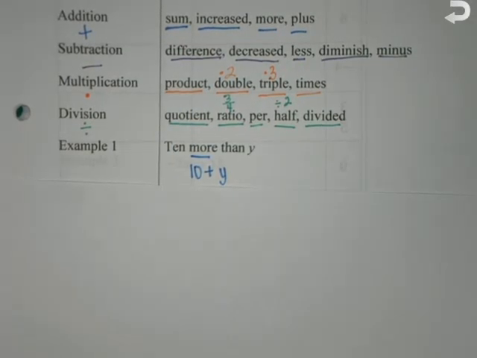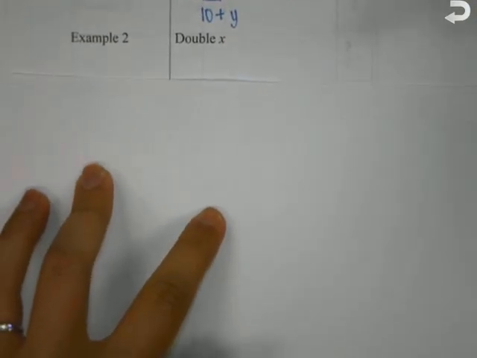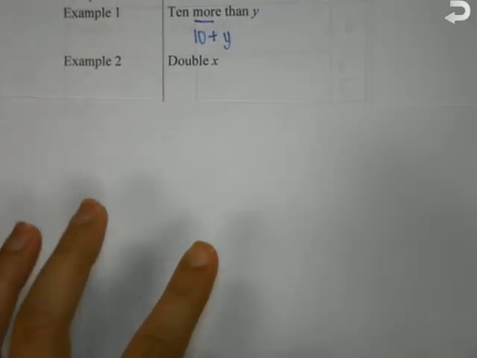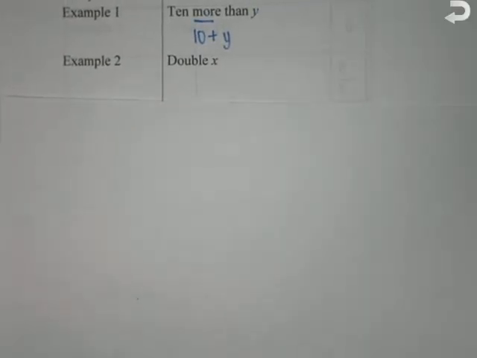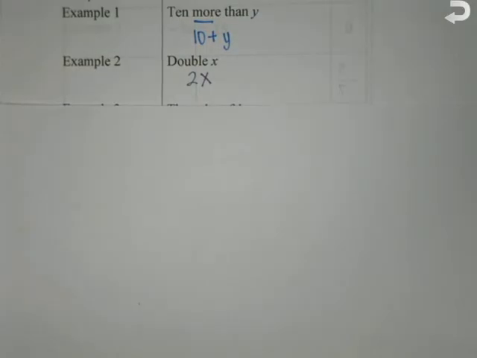Example 2, double x. Looking back at your notes, the word double means that I am doing what? Multiplying by 2. So how would I write that? It would just be 2x. What if I said triple x? What would that have been? 3x. Good.